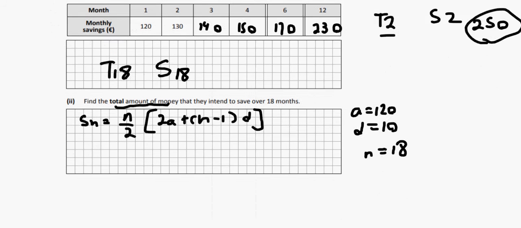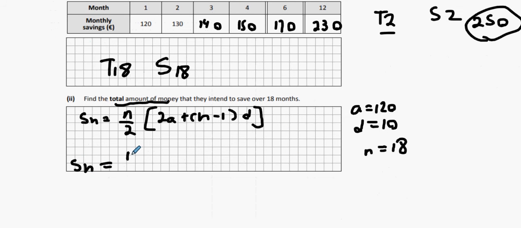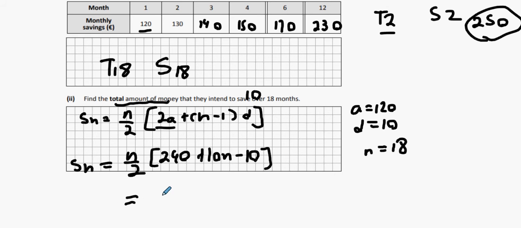Okay? Now we're just going to do Sn equals n over 2 times 2A plus (n minus 1)D. Our A value is 120, so 2 times 120 is 240. And then D is 10. And then we're going to get 10n minus 10. And then put all that in, and you're going to get n over 2 into 230 plus 10n.